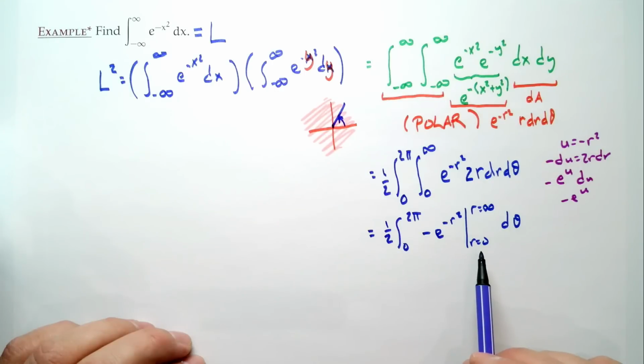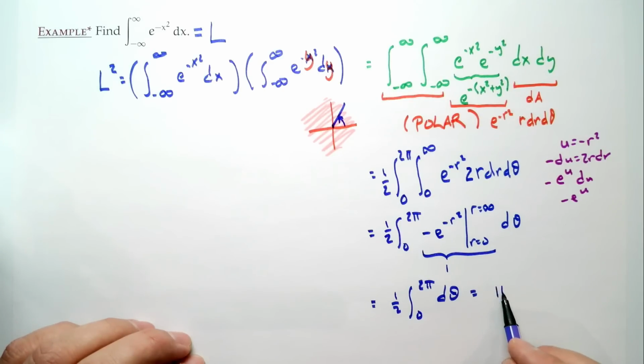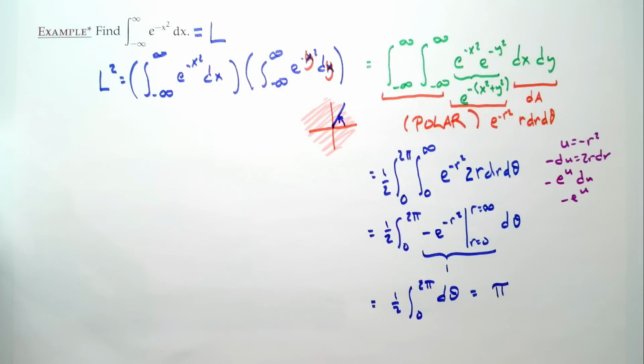Now, at r equals 0, I don't have to go towards it. I can actually just plug it in. What happens to e to the negative r squared? It goes to 1, because it's e to the 0. So, when I evaluate, this becomes 1. So what do I have? Well, this becomes 1/2 integral 0 to 2 pi d theta. And that's an easy integral. In fact, that one you can probably do in your head. 2 pi, then there's the half. So you get pi.